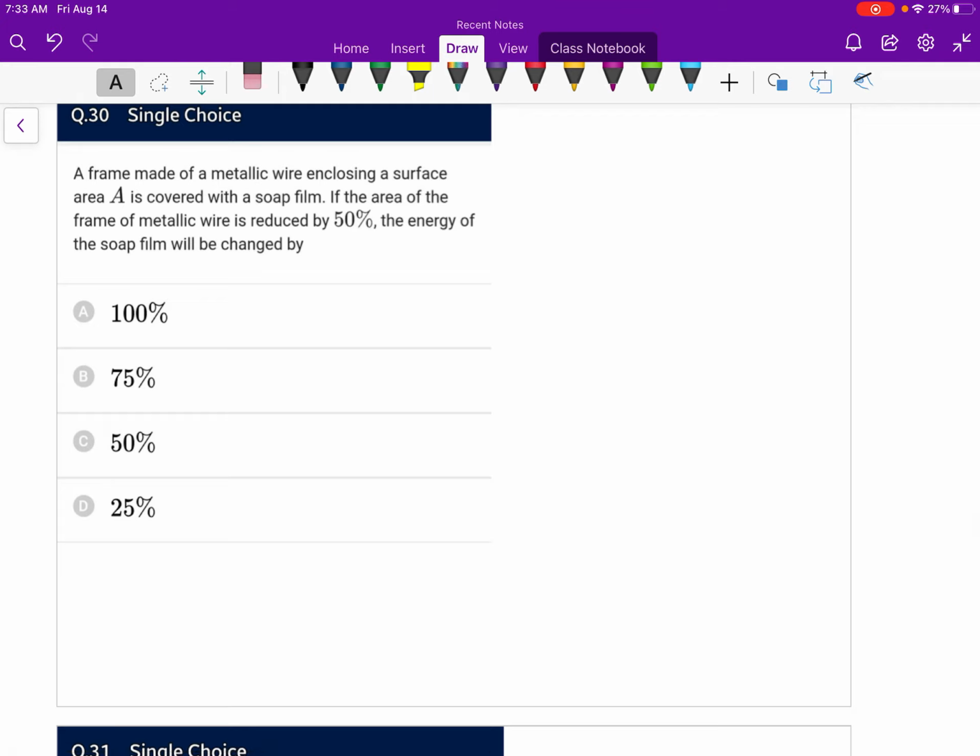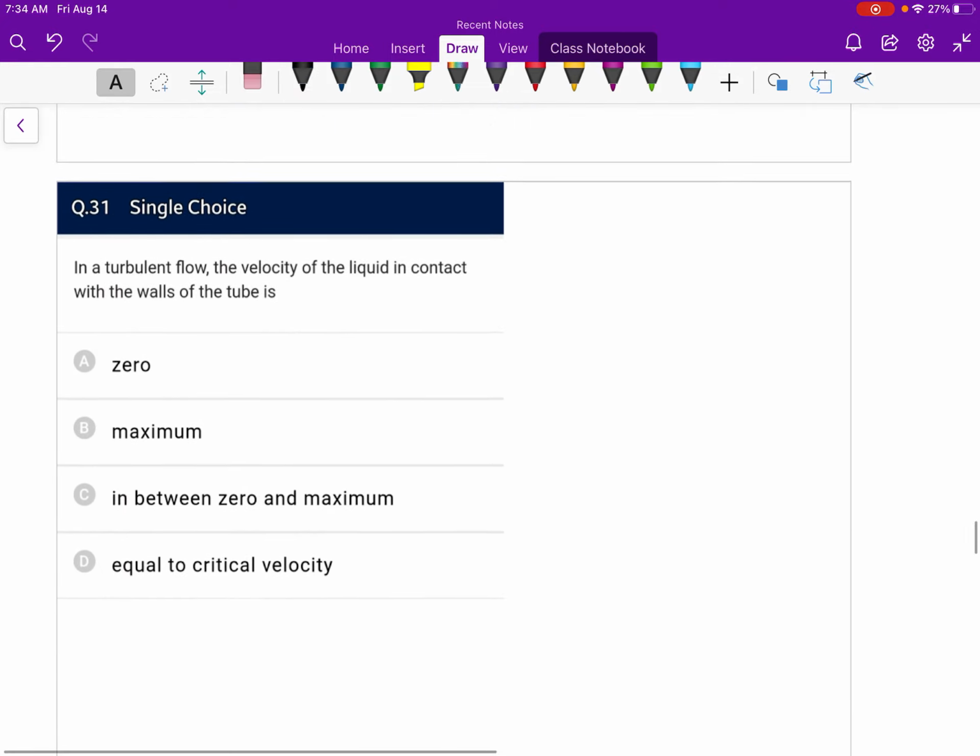A frame made of metallic wire enclosing a surface area A covered with a soap film. If the area of the frame is reduced by 50%, the energy of the soap film. So the energy of the soap film U is S into twice A, so proportional to A. So delta U by U is delta A by A. So if the area reduces by 50%, then the energy also reduces by 50%. So C is the correct option.